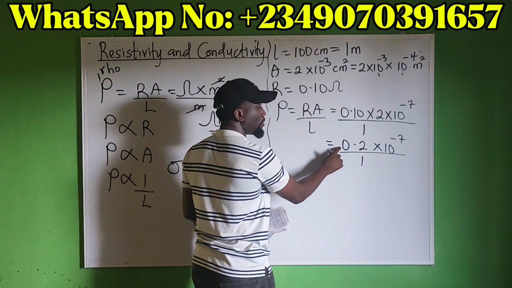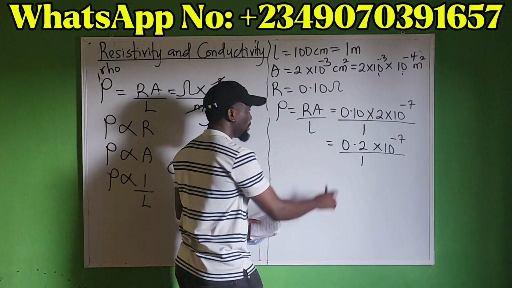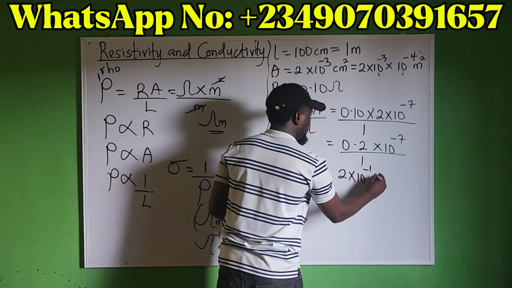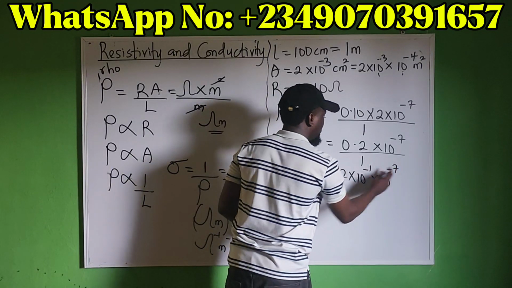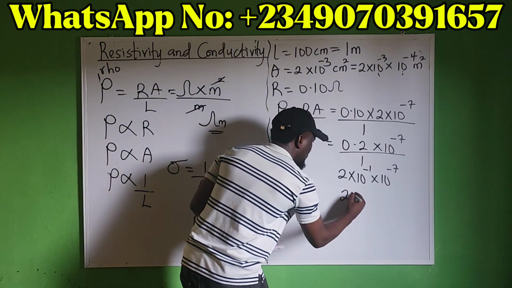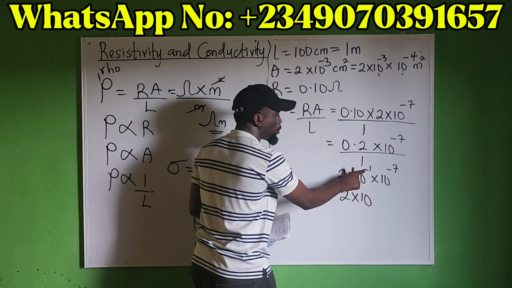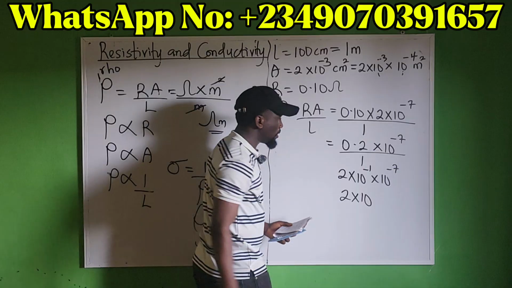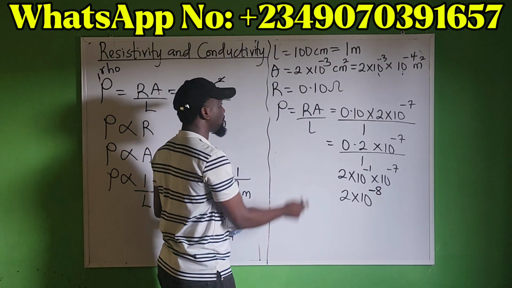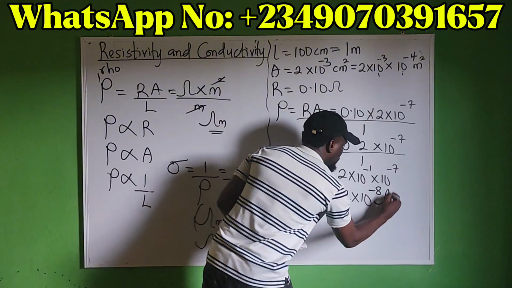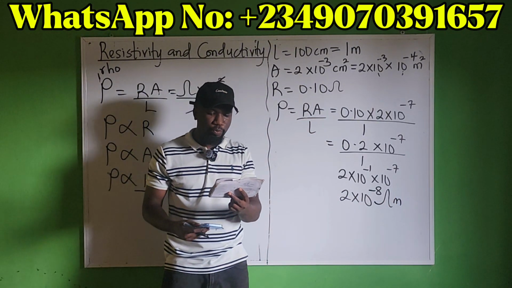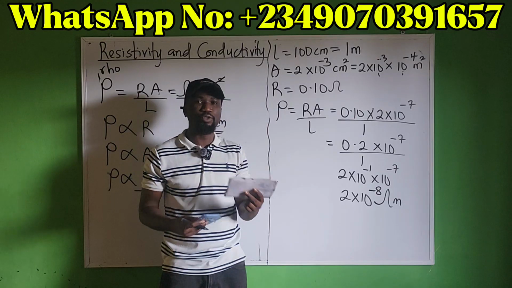So change this now to standard form. This means 2 times 10 raised to power negative 1 times 10 raised to power negative 7. Divide by 1, we are still going to have this. So we now have 2 times 10 raised to power minus 1 plus minus 7, that will give us negative 8. So what is the unit of resistivity? That is ohm meter. But from the question, we are told to find the conductivity.